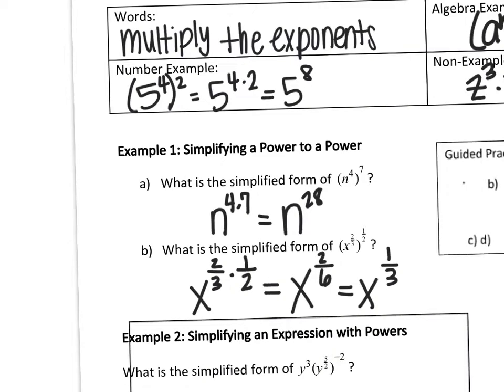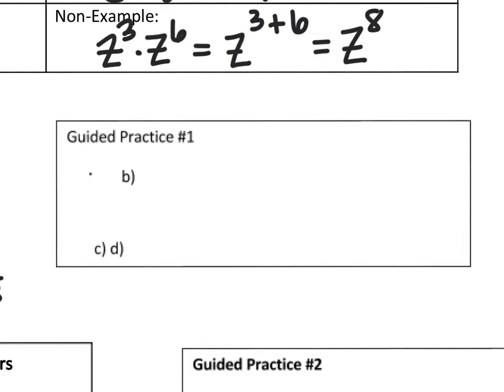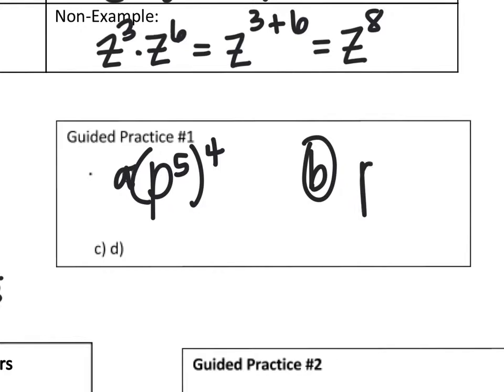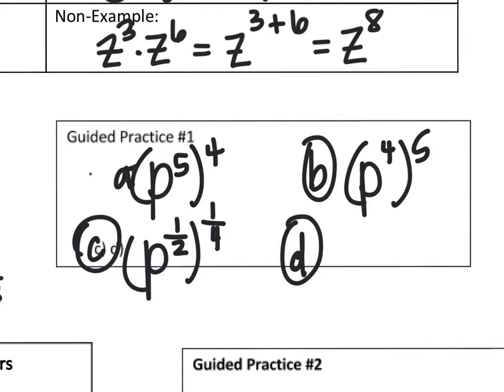Okay, I want you to try guided practice number 1. I don't know what happened to the formatting here, but we'll try to get it situated. Instead of B, we'll do A, P to the 5th to the 4th. B is P to the 4th to the 5th. C is P to the 1/2 to the 1/4. And D is P to the 1/4 to the 1/2. Pause the video, do those 4 on your own, and I'll give you the answers in just a second.